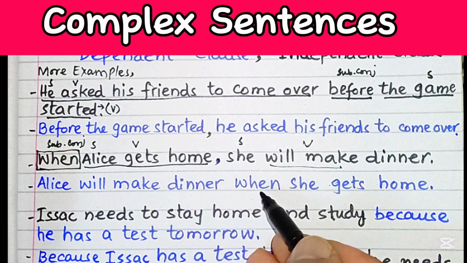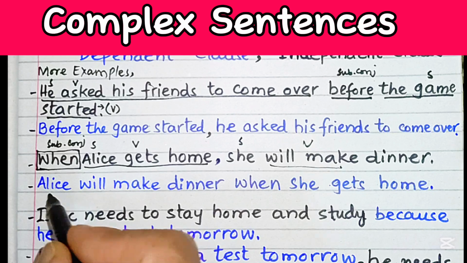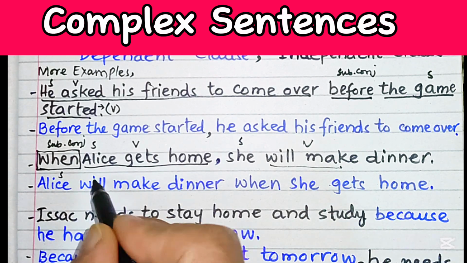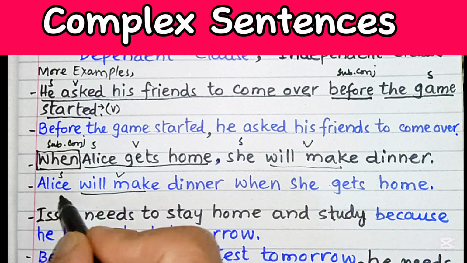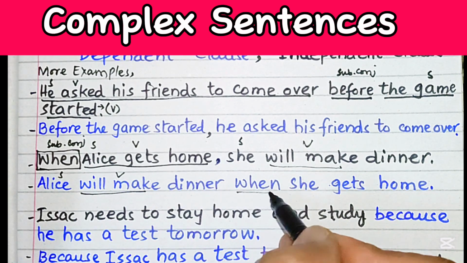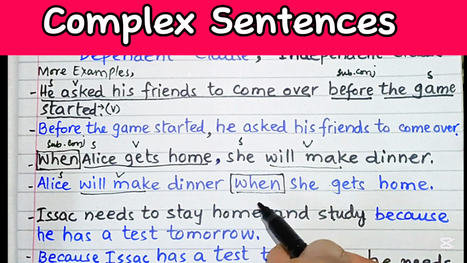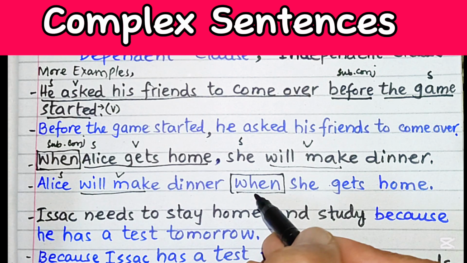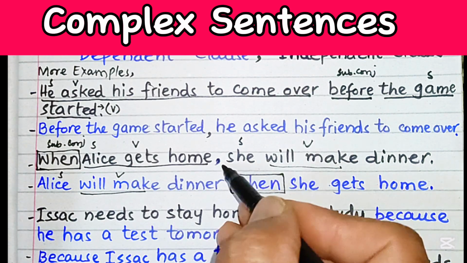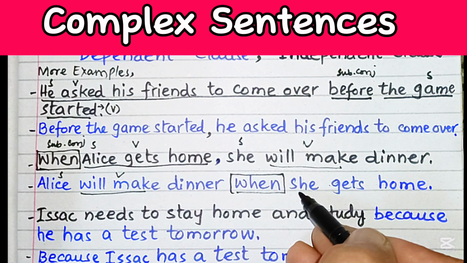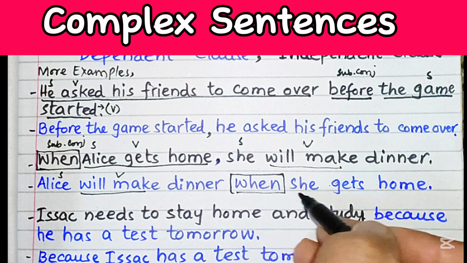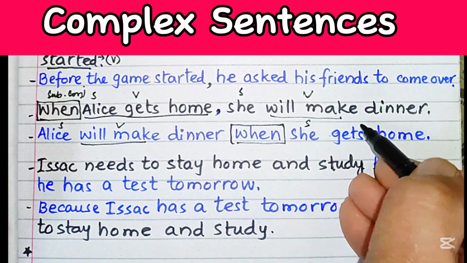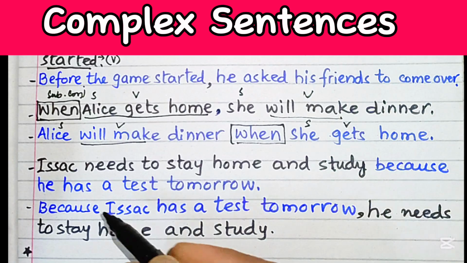It can be written or spoken like this as well: "Alice will make dinner when she gets home." Over here, Alice is subject, will make is a verb. So "Alice will make dinner", the independent clause, comes first, and it is connected with the help of a subordinating conjunction, when, and there is no comma. It is followed by "she gets home". So this is a dependent clause. She is subject and gets is verb.